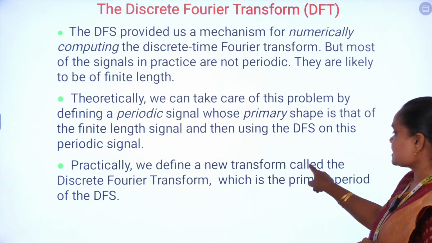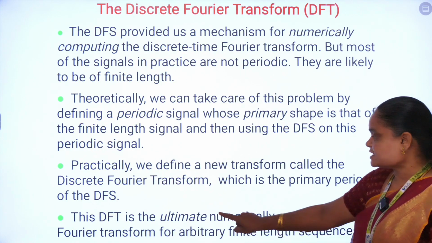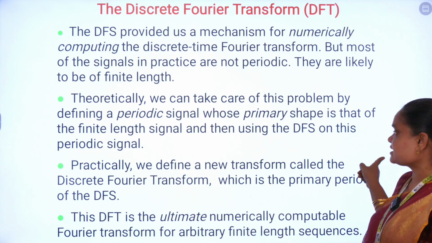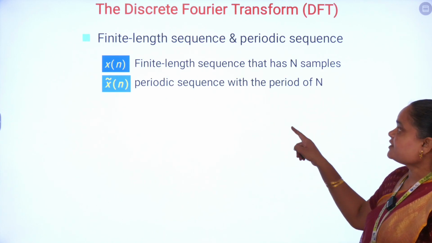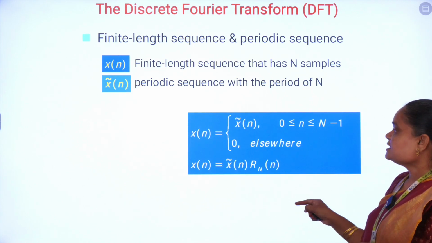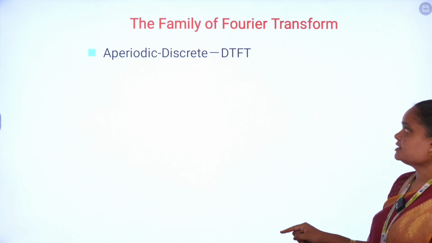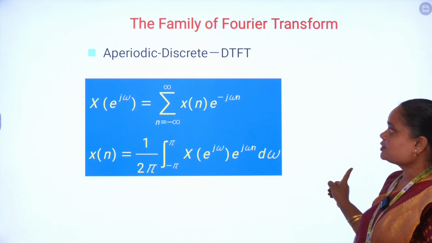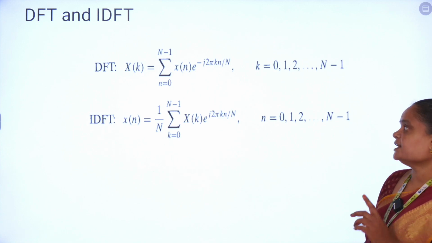Practically, we define a new transform called the discrete Fourier transform, which is the primary period of DFS. So this DFT is the ultimate numerically computable Fourier transform for arbitrary finite length sequences. We have a finite length sequence that has N samples, and a periodic sequence with a period of N. This is the window operation, and this is the periodic extension operation. Then aperiodic discrete means DTFT. This is the formula to calculate DTFT, and this is the formula to calculate DFT and IDFT.